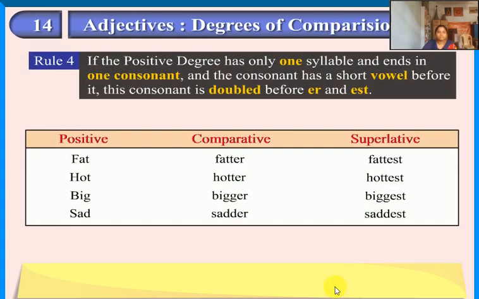Rule 4. If the positive degree has only one syllable and ends in one consonant, and the consonant has a short vowel before it, this consonant is doubled before ER and EST. Fat, fatter, fattest. Hot, hotter, hottest. Big, bigger, biggest. Sad, sadder, saddest.